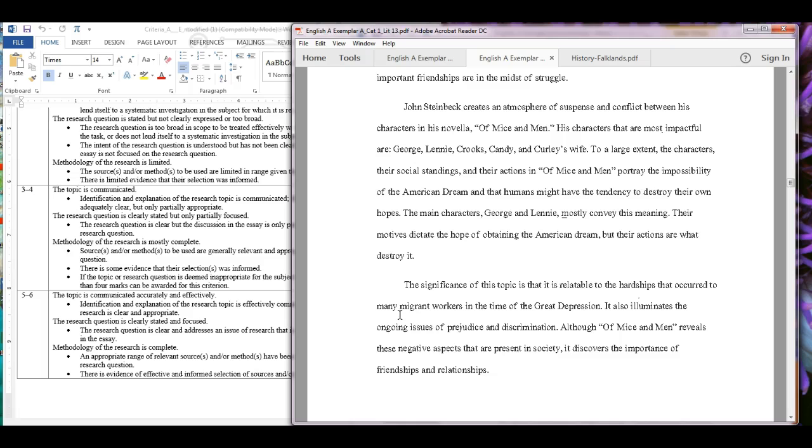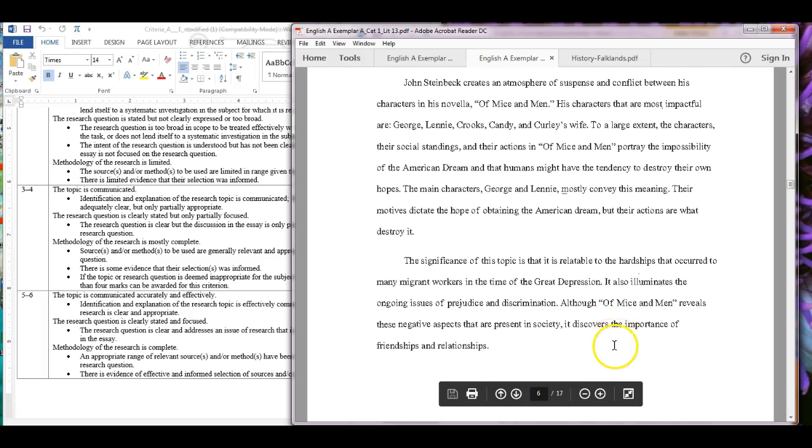done with his introduction. The significance of this topic is that it is relatable to the hardships that occurred to many migrant workers in the time of the Great Depression. It also illuminates the ongoing issues of prejudice and discrimination. Although Of Mice and Men reveals these negative aspects that are present in society, it discovers the importance of friendships and relationships.